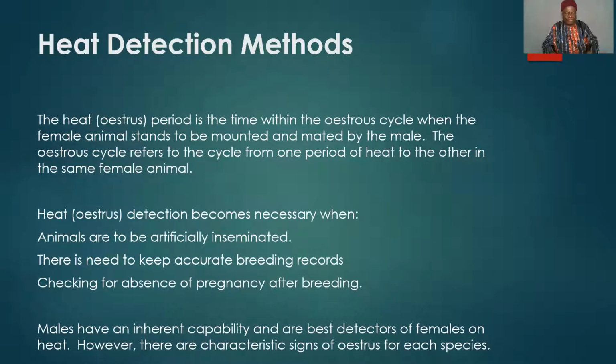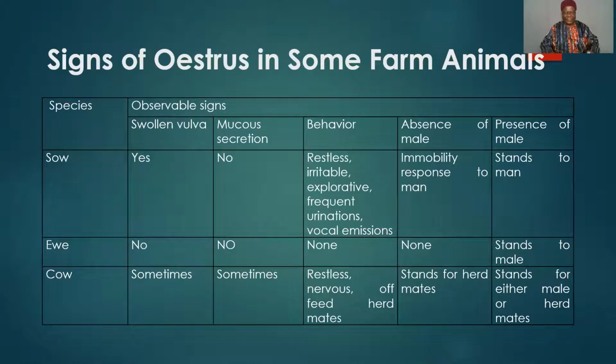Now, heat period, by way of definition, is the time within the estrous cycle when the female animal stands to be mounted and mated by the male. The estrous cycle, on the other hand, refers to the cycle from one period of heat to the other in the same female animal. Heat or estrous detection becomes necessary when animals are to be artificially inseminated and indeed during embryo transfer. There is need to keep accurate breeding records when such issues are involved. Checking for absence of pregnancy after breeding is also important.